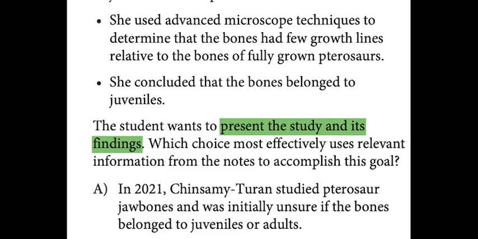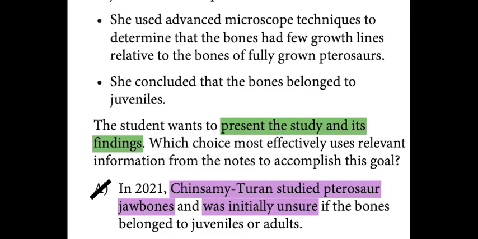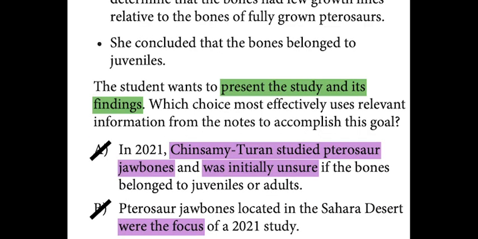Try another one. Pause the video now. Hopefully you skipped right to the prompt. Present the study and its findings. This time we care about results, but don't forget that we also need to introduce the study. For answer choice A, the phrase Chinsamee studied pterosaur jawbones really doesn't cut it for a presentation. I want to see more detail than that. The phrase was initially unsure is also more about aim than findings, so A is out. B is terrible, it doesn't mention the author, and it includes passive tense, it's gone.